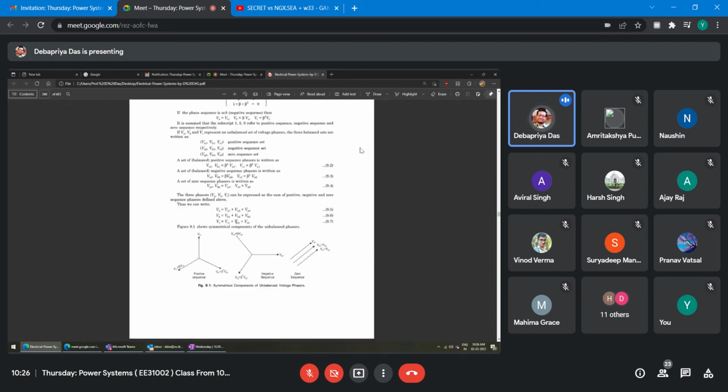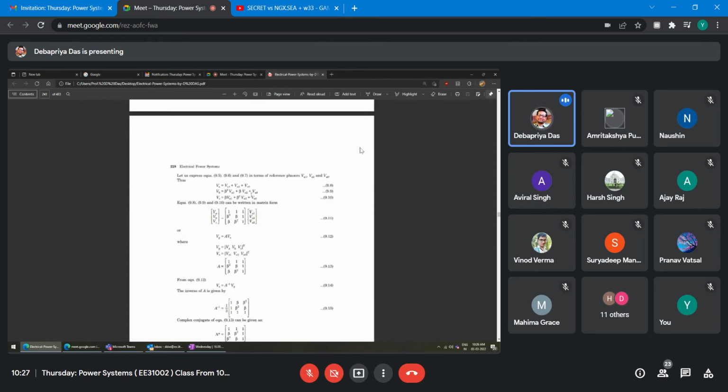That means in this equation, you substitute VB1 is equal to beta square VA1, and VB2 is equal to beta VA2, right? In terms of VA1, VA2, VA0, for VB and also for VC, you substitute all these, then you will get VB is equal to beta square VA1 plus beta VA2 plus VA0. VC is equal to beta VA1 plus beta square VA2 plus VA0.